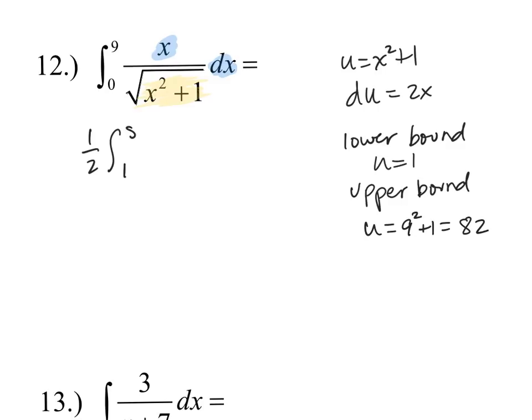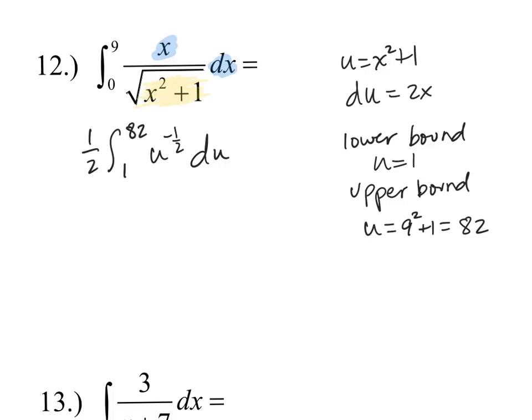to 82 of, now, when we go to replace the yellow part, it's the square root of u, which is the same as u to the 1/2, but it's in the denominator, so I'm going to rewrite that as u to the negative 1/2 power. And then x dx is getting replaced with du, which we can do because we have the 1/2 out front.